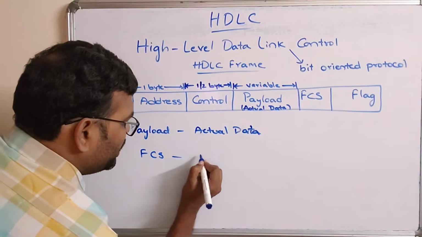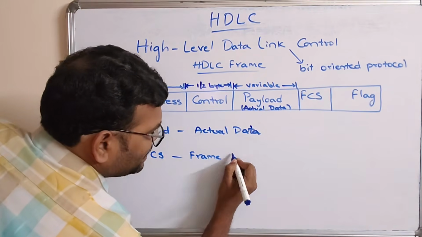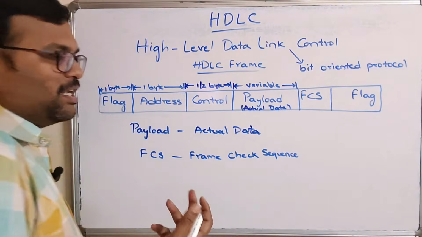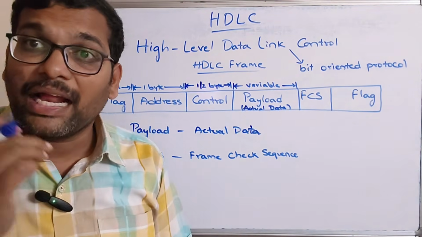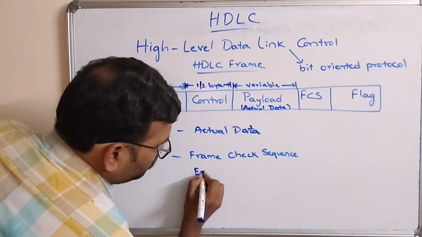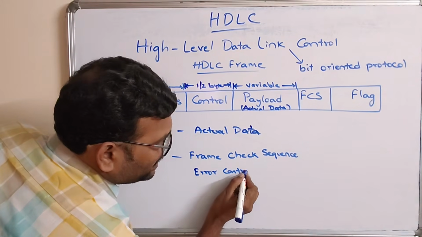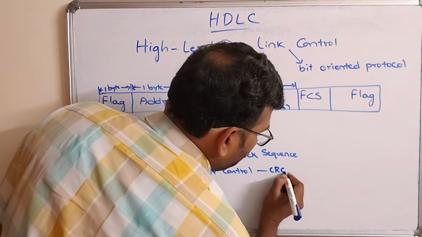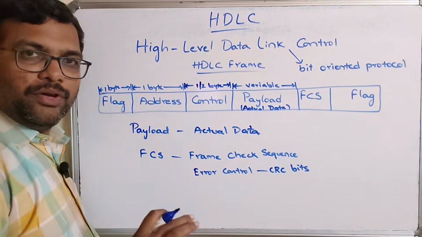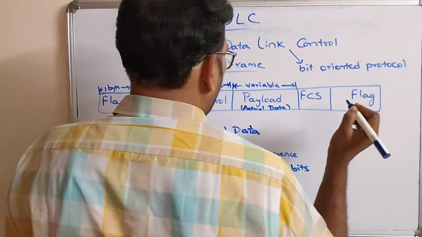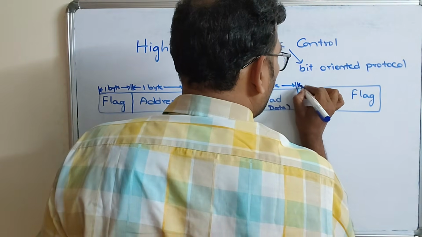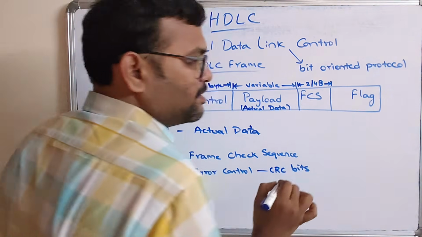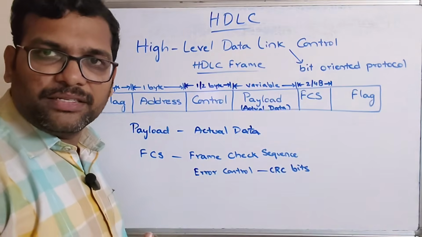And the next one is FCS. FCS means frame check sequence. The name itself indicates it will be used for error control, because error control gives both error detection and error correction. Mainly this holds CRC bits. The size of this FCS will be 2 or 4 bytes, that means either 16 bits or 32 bits.